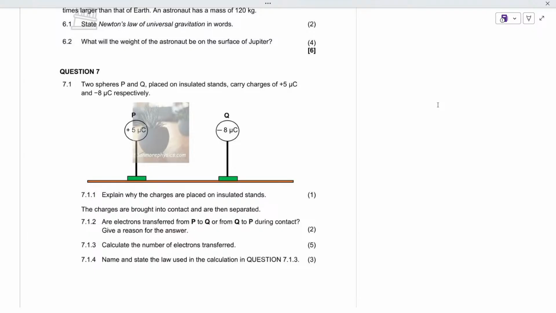What's making me smile is that this very same question was there in the grade 12 questions, to explain why the charges are placed on an insulated stand. You see, these people are repeating grade 11 questions in grade 12. So what did you learn? Were you hearing me when we were doing those grade 12 questions?